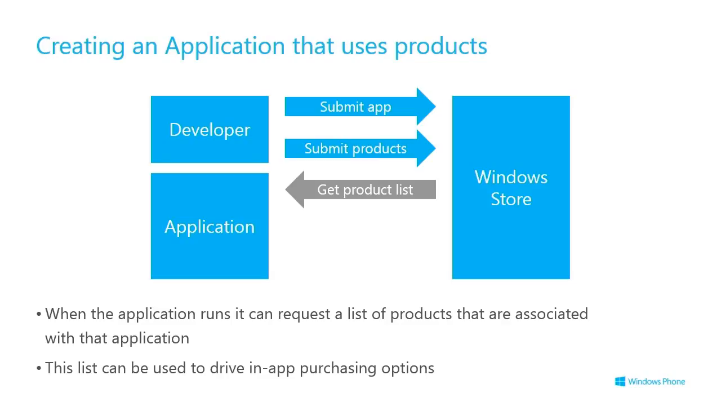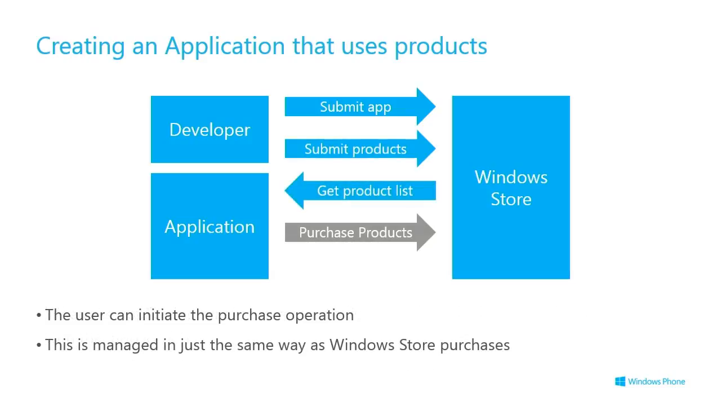And then when the application runs, using the in-app purchase APIs, your app can query the store for the list of in-app purchase products associated with the application. And then you obviously surface them to the user in whatever way is appropriate for the application, whether they're items on a list box or through some other UI, a pop-up panel, whatever is appropriate for your application.